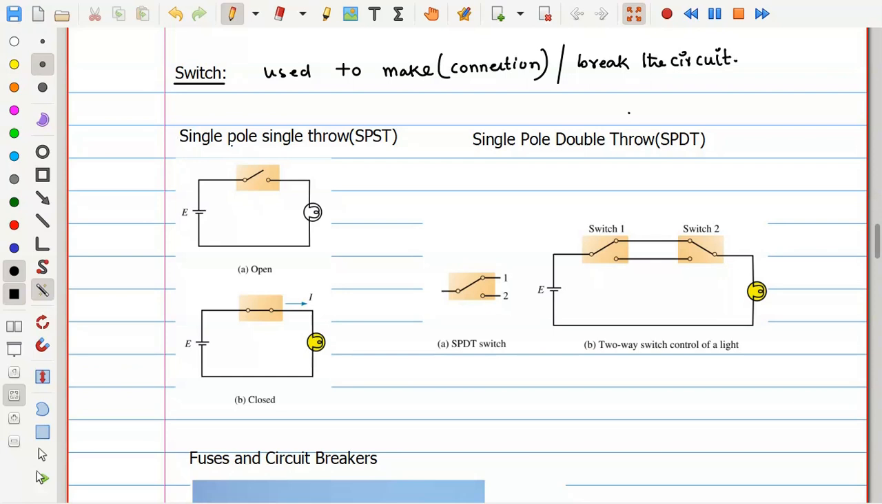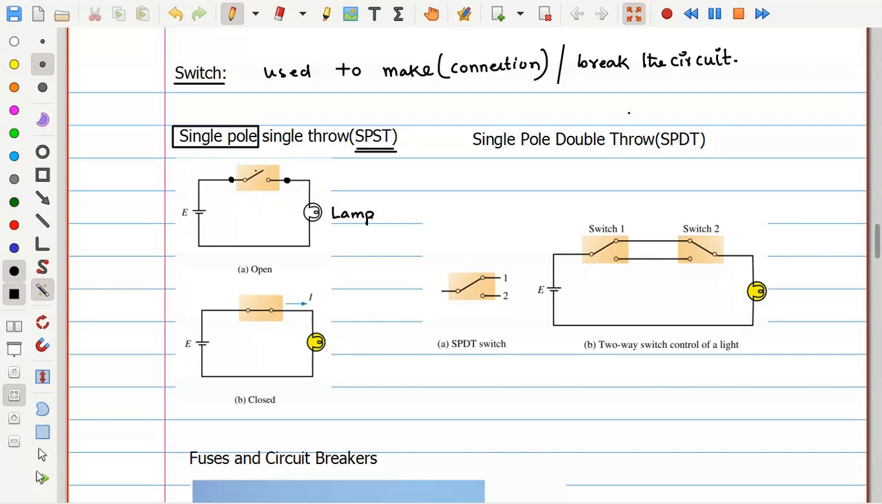One is single pole, single throw. In short abbreviation, we call this SPST. Here, single pole represents that it has only one line of connection, like this. See here, this is one line of connection which is connecting the source, the battery or the cell E, to the lamp. Only one line of connection is there. That is what we mean by the pole. So pole means only one line of connection.